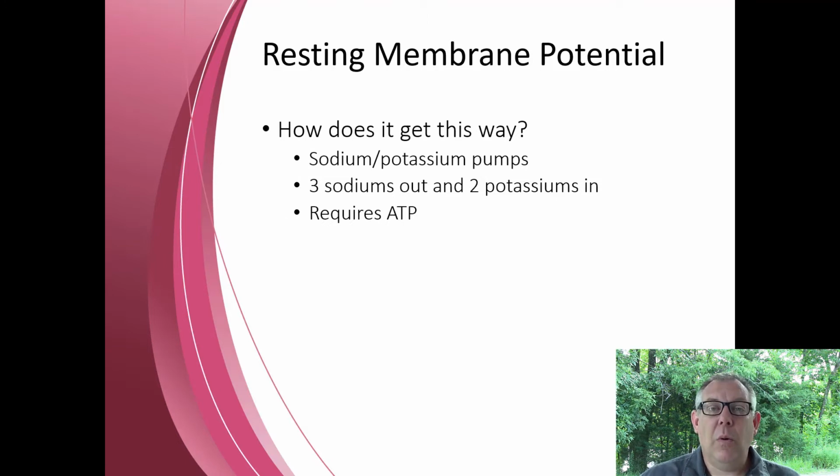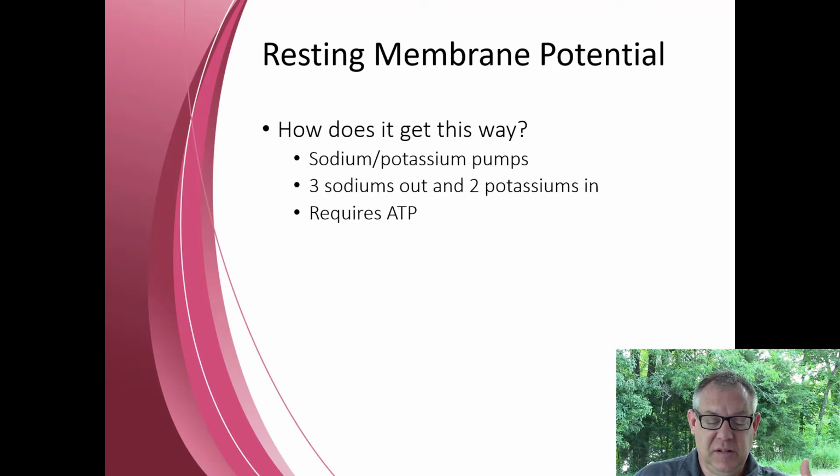And so what we're talking about, that negative 70 millivolts, that's called the resting membrane potential. This is a neuron at rest that is not propagating an action potential, that's not sending a signal. Well, how does it get that way? How do you get this, it's more positive outside than inside?